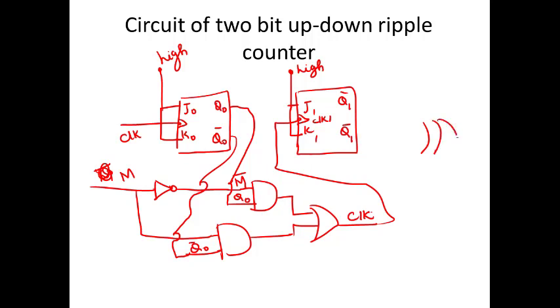Otherwise, I can use a simple XOR. I'll take from Q0 and M directly, and this will be clock 1. Okay. So Q0 is from this point and M from this point. Okay. This is the circuit diagram. So coming to your timing diagram.